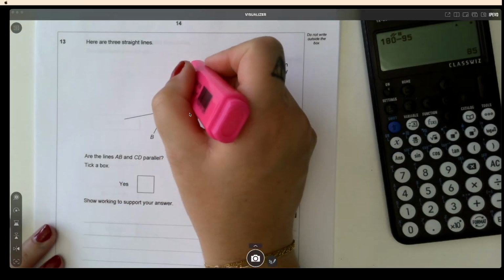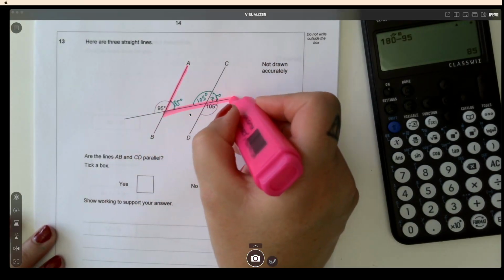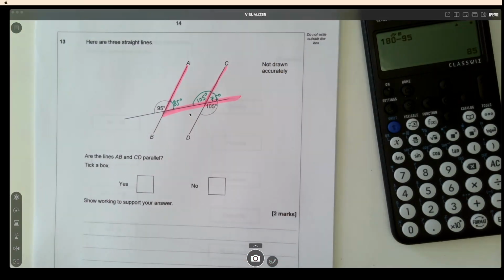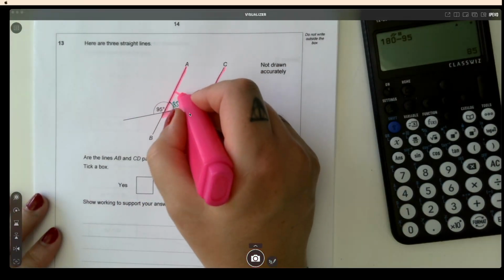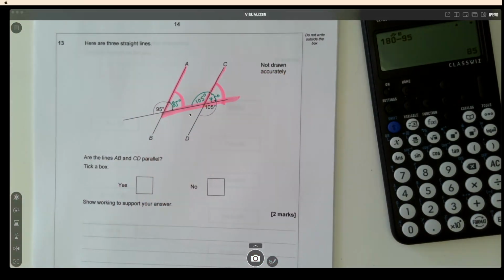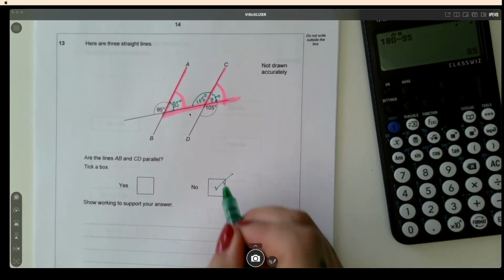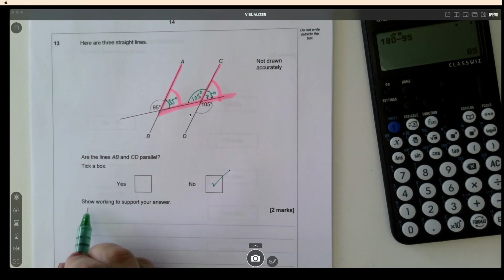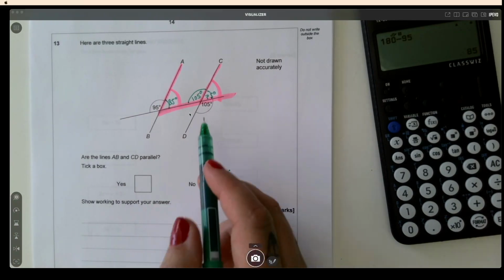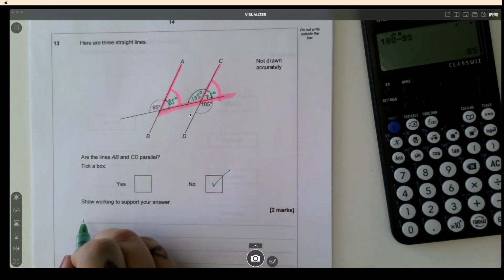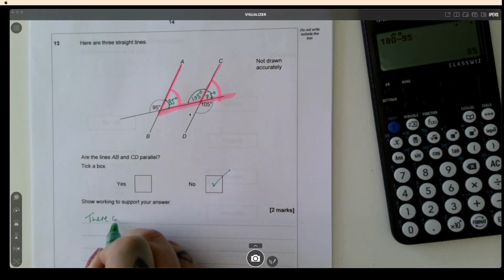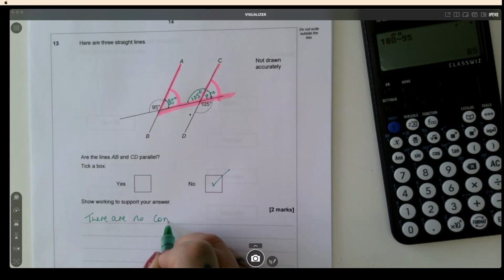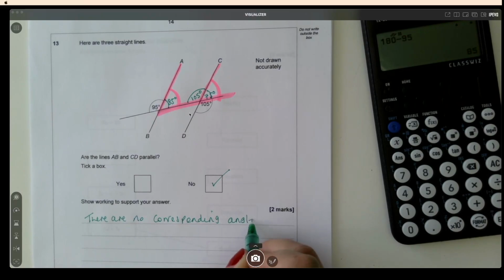So you might have been told to look for an F shape. These are corresponding angles. If AB and CD were parallel, this angle and this angle would be the same. They're not the same, so we're going to say no, they're not parallel. And as working to support your answer, you've put up the angles there, but you could be safe and mention there are no corresponding angles, and that's a condition for two lines being parallel.